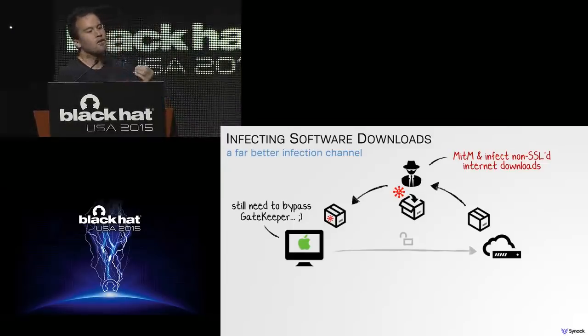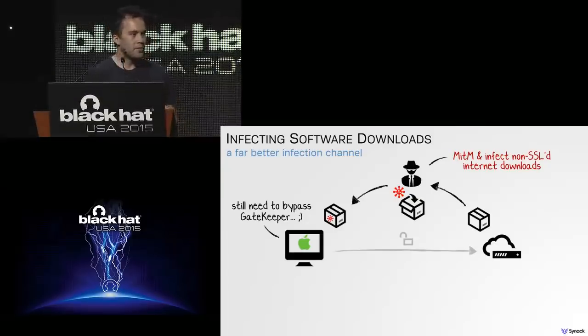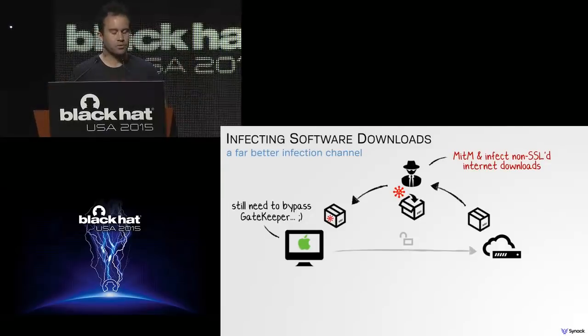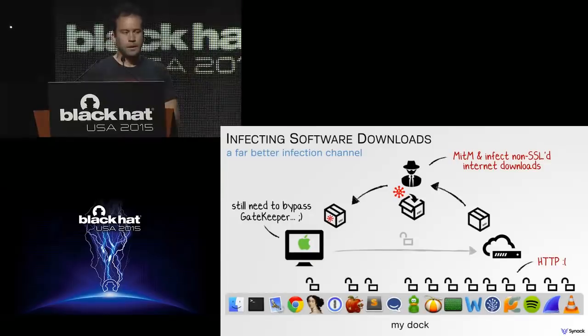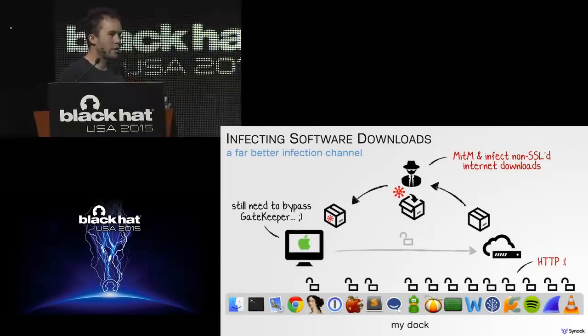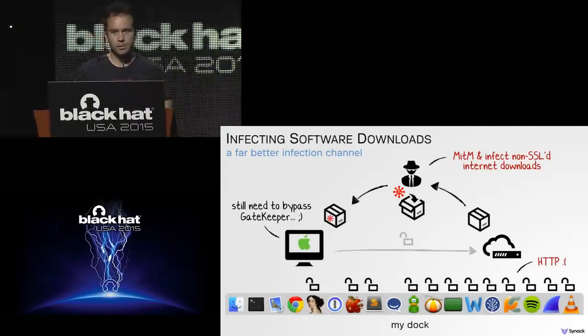The problem is if this software is distributed to you over HTTP, a network-level adversary can man in the middle this connection and inject malicious code. Now you might be thinking, it's 2015, how much software is really downloaded over HTTP? So early this year, I looked at all the software that was installed on my dock, and we can see that about two thirds of it was distributed to me over HTTP.